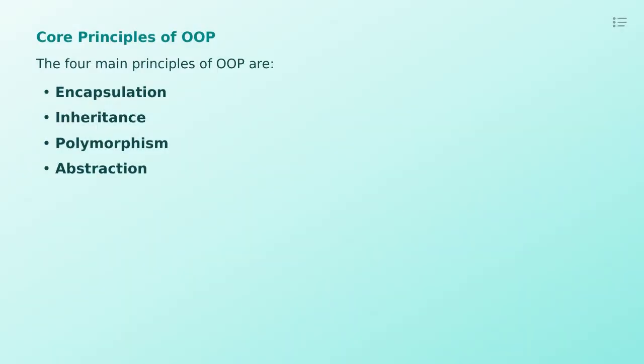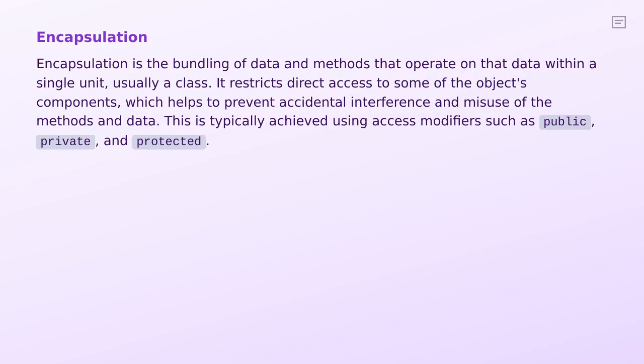Now, core principles of OOP. The four main principles of OOP are: first, encapsulation, also inheritance, also polymorphism, finally abstraction. Encapsulation is the bundling of data and methods that operate on that data within a single unit, usually a class. It restricts direct access to some of the object's components, which helps to prevent accidental interference and misuse of the methods and data. This is typically achieved using access modifiers such as public, private, and protected.